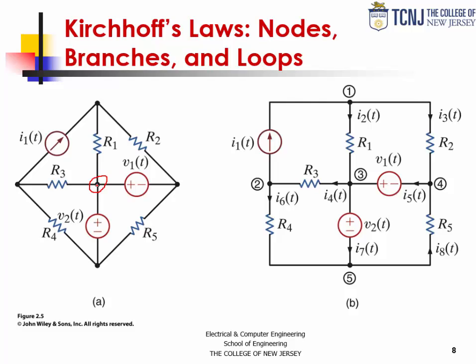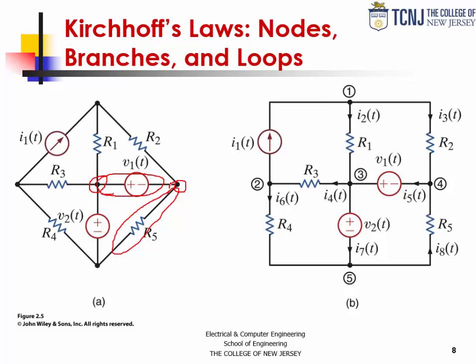That is the formal definition of a node. Then we also have branches. Branches are those legs of a circuit that connect to a single node. So this would be a branch of the circuit. So branches connect between nodes. This is another node over here. So this would be a branch of the circuit. This would be another branch of the circuit, and so on.